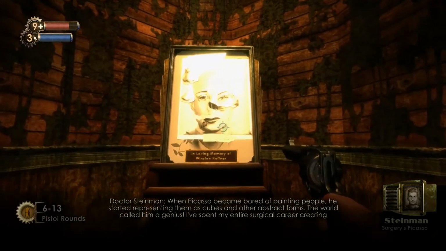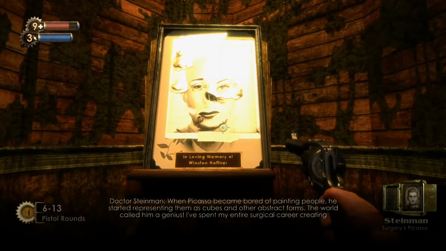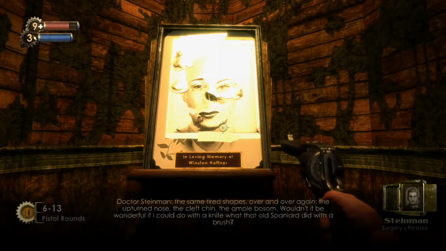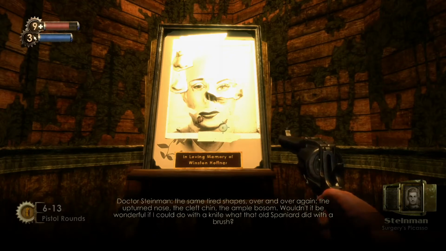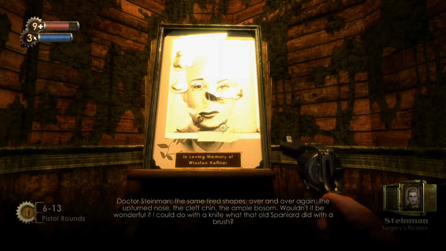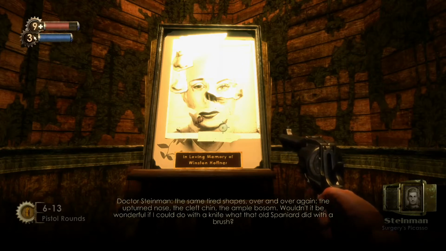I've spent my entire surgical career creating the same tired shapes over and over again. The upturned nose, the cleft chin, the ample bosom. Wouldn't it be wonderful if I could do with a knife what that old Spaniard did with a brush?